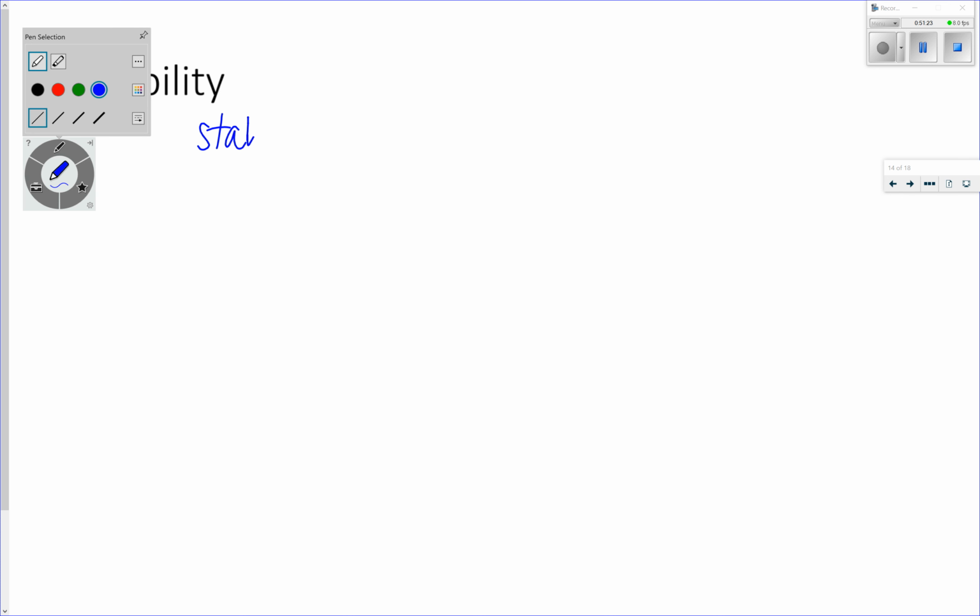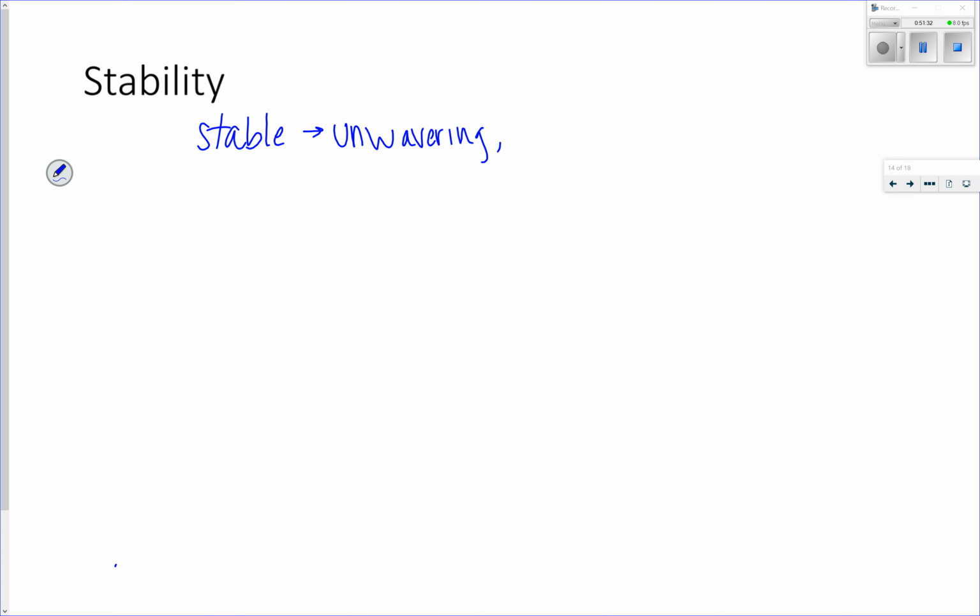Let's quickly talk about stability. What does it mean to be stable? Means you're not moving, right? You're unwavering. Not moving significantly.